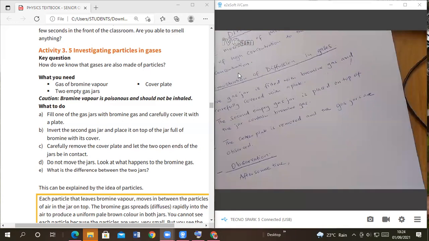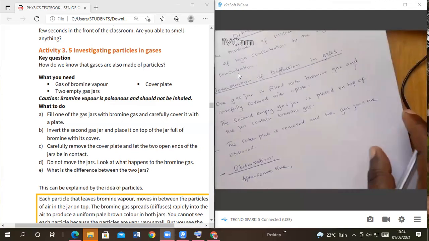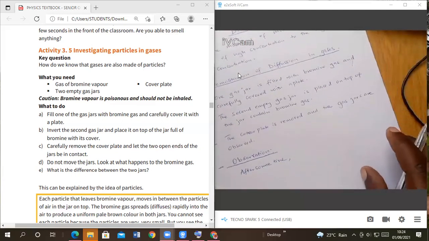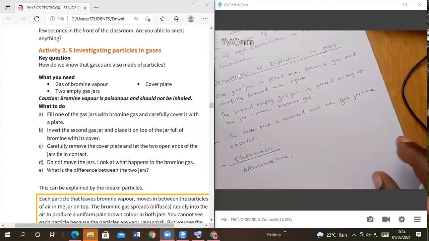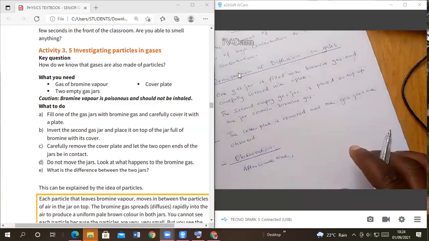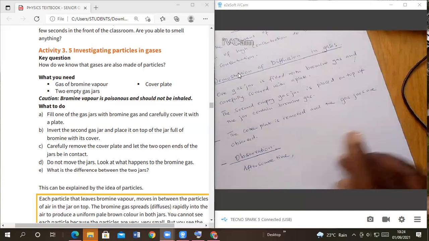Yes, Tracy. The air molecules will move freely. Air molecules or bromine gas? The bromine gas will move freely into the other jar on top. Okay, so we move freely.